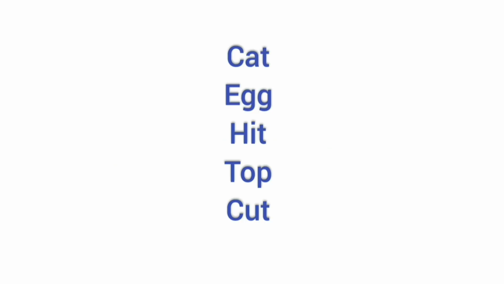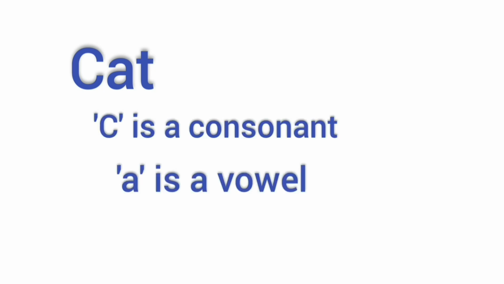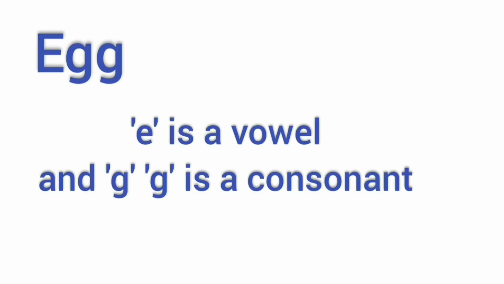Let's look at some words. Now all English words have vowels, maybe one or many vowels. So let's talk about these words. The first word is cat. C is a consonant. A is a vowel. T consonant. Egg. E is a vowel. And GG is a consonant.